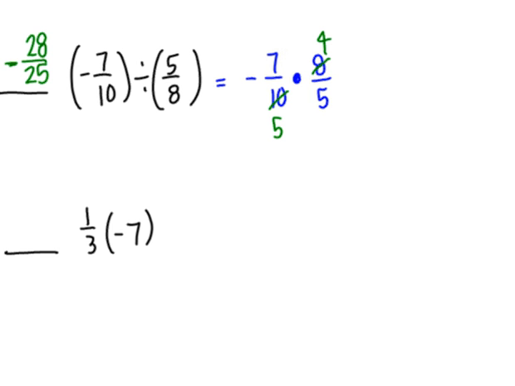The last one you see is 1/3 times -7, so no flipping. If I rewrote this in a more usable way, this is actually 1/3 times -7, and to make -7 into a fraction, I put it over 1. So this answer would be negative because the signs are different. You have a 7 on the top and a 3 on the bottom, so your answer is -7/3. And this concludes section 1.7.